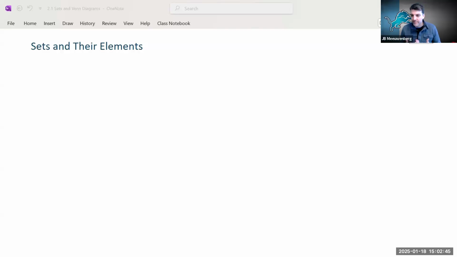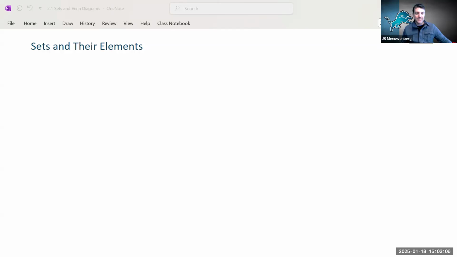In the previous activity to start this chapter, we used these Venn diagrams, these circles, to put the different attribute pieces into groups based on their characteristics. And this introduces us to the idea of sets. So we're going to talk about in this video sets and their elements.